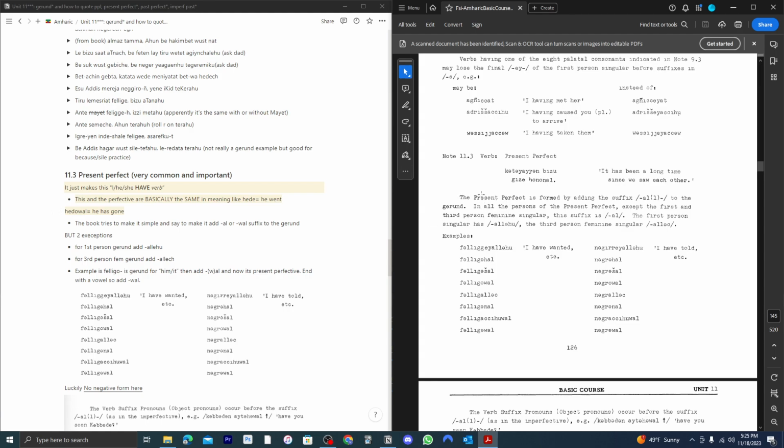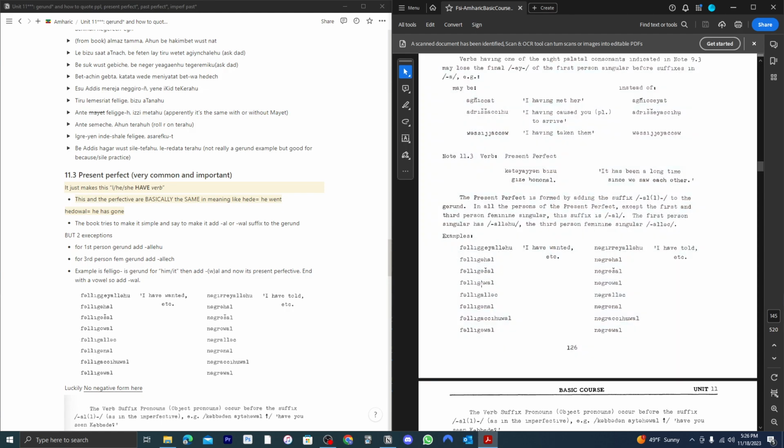So basically, you just take the gerund for the I, he, she, whatever it is, and then you add al to the end. The two exceptions are I and she, third person female. So looking here, fellige, and then you just add al to it. It's basically the same as if you said fellige, like he had or you male had wanted, you wanted or something. Pretty much the same. I'd say more recent past. Very common, people use this all the time.